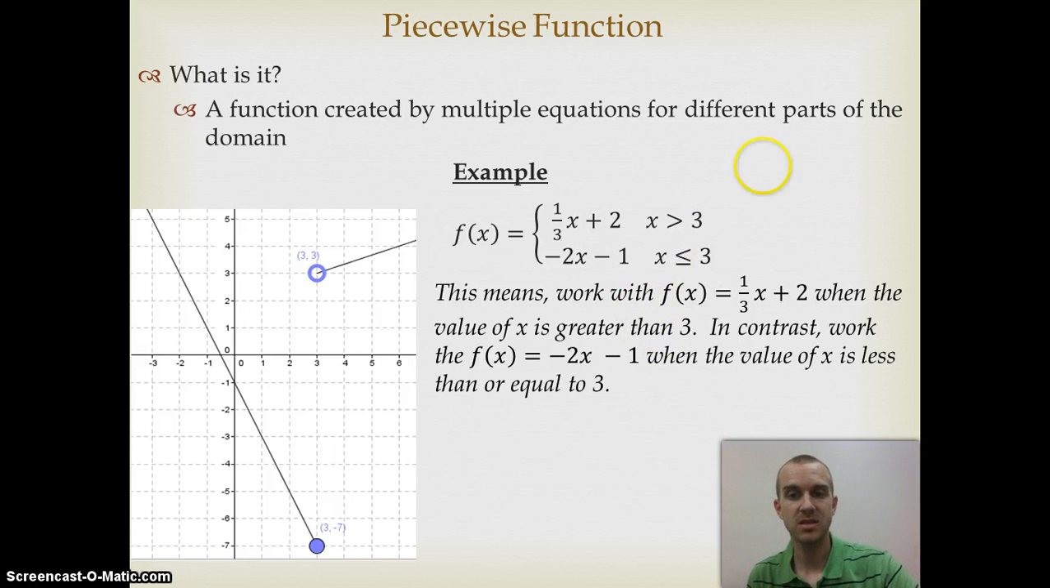So for this one, when I see f of x equals 1/3 x plus 2, I'm going to use that only when my x value is greater than 3. In contrast, I will use the f of x equals 2x minus 1 whenever it's less than or equal to 3. And if I graphed it, you would see there's a solid dot for the 2x minus 1 at 3, and there's that graph. And here, this is the 1/3 x plus 2, and it's a hollow dot there at 3 because it cannot be 3.